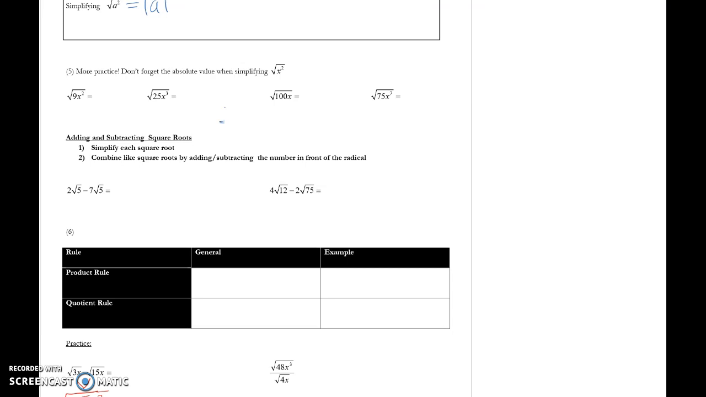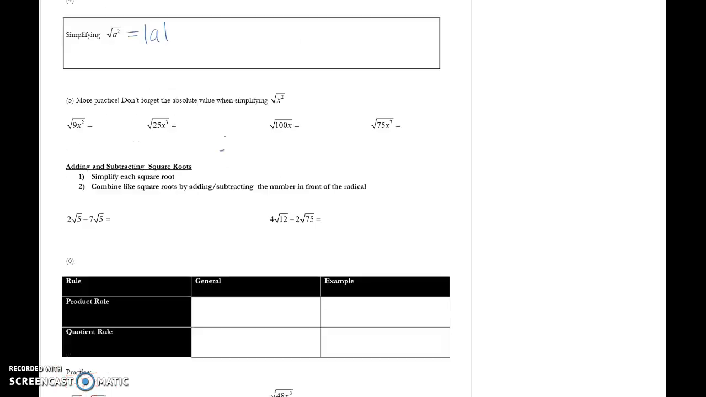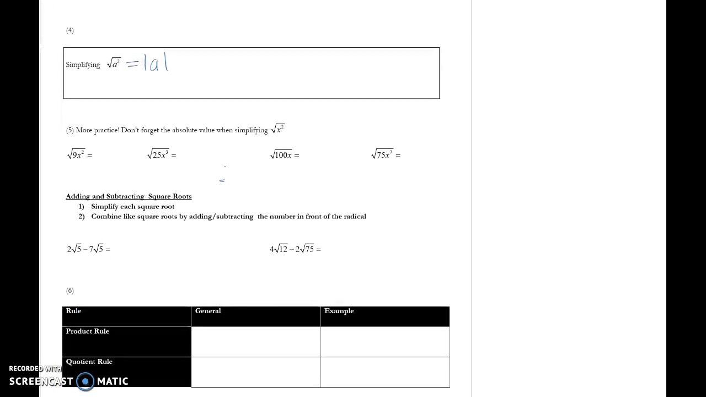Oh yeah, so depending on where you started on this video, we are going to be looking at, completing that, learning about simplifying square roots, to continue on from what we did in class today.